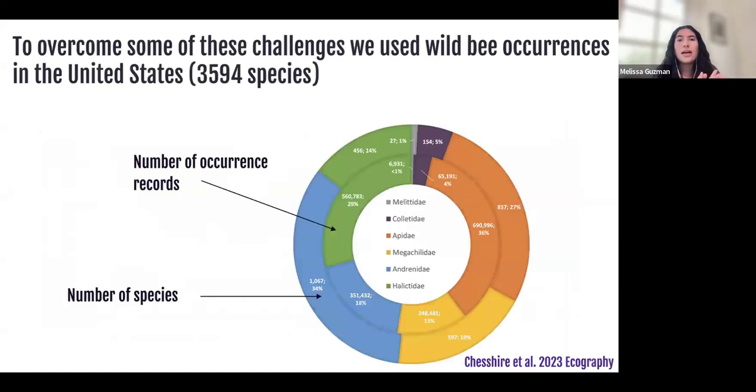To do this, I used essentially all, or as much as possible, of the available data on occurrences for bees that we have. You can see that the distribution of occurrences is not equally well distributed across all the species. For example, for apid bees, we have a lot more records than expected based on the number of species, whereas for megachilids, we have a lot fewer records than we would expect based on how many species we've got.